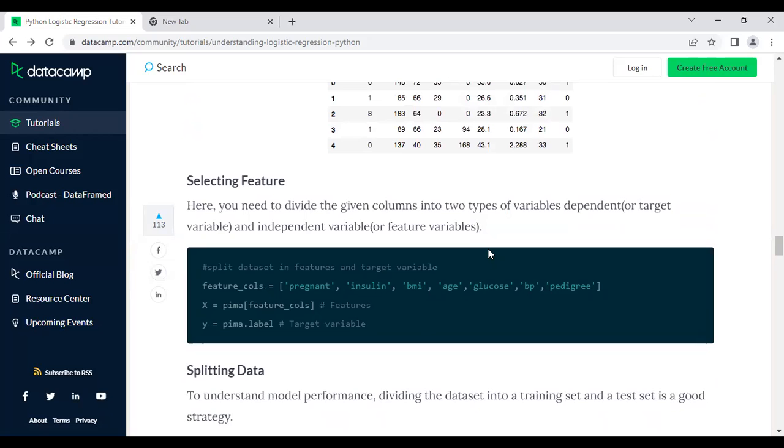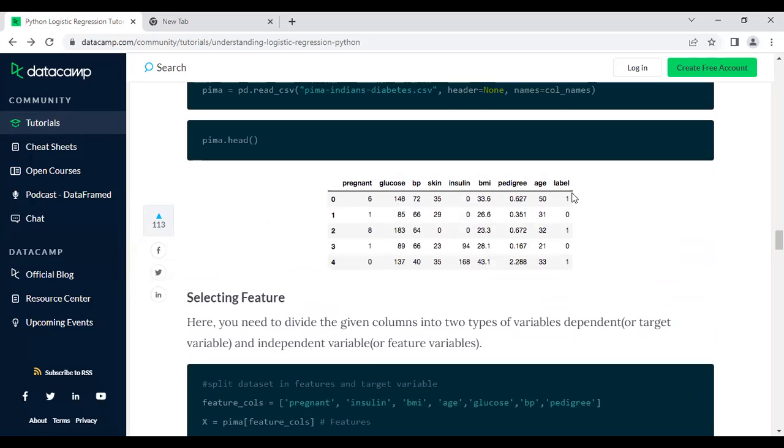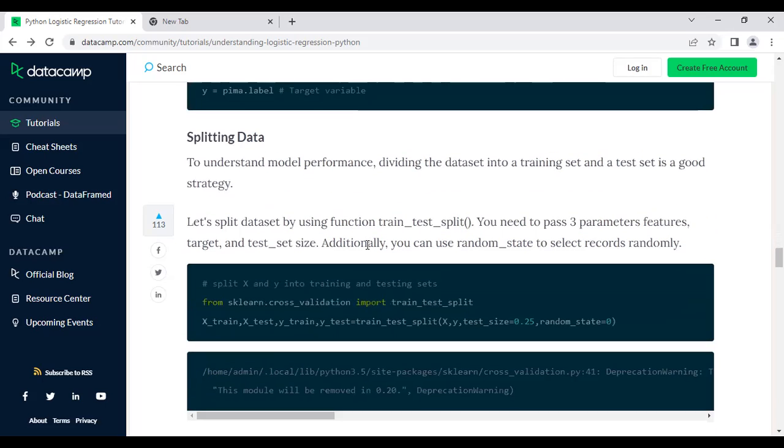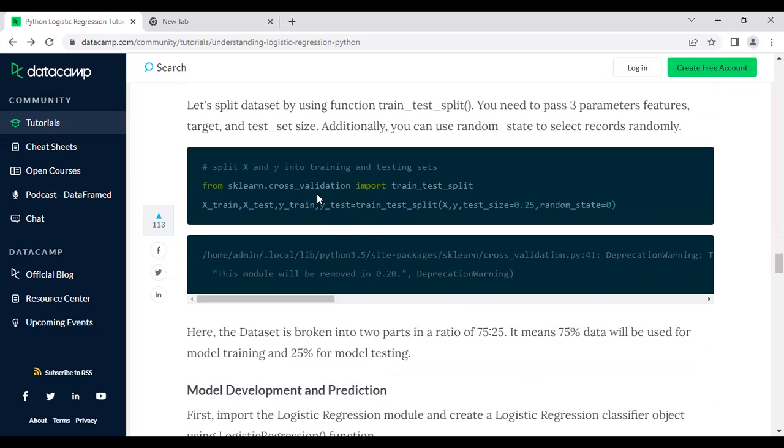So selecting the features, so this is one target variable and the predicted. Then after that, we are splitting the data. We split the data into train set and test set for building the model and for testing, using the same scikit-learn cross validation, train test split.